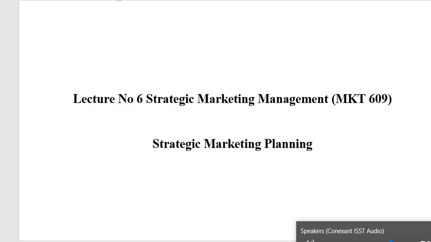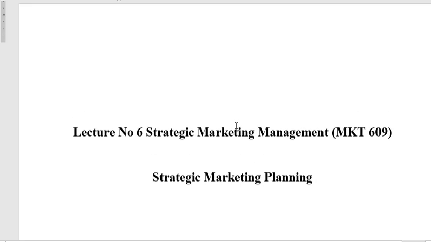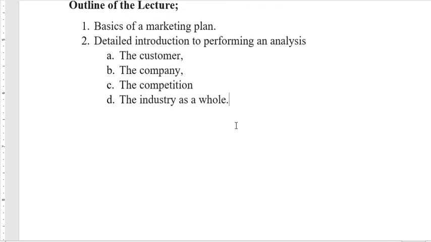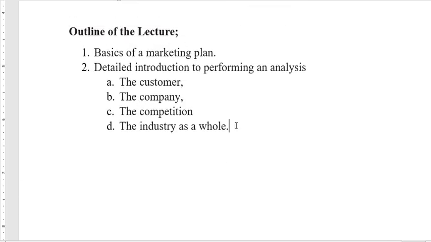Today we will talk again about strategic marketing planning under strategic marketing management in lecture number 6. In the last lecture we have seen two things in strategic marketing planning: what a basic marketing plan is, and how we can analyze the customer, the company, the competitors, and the industry as a whole.